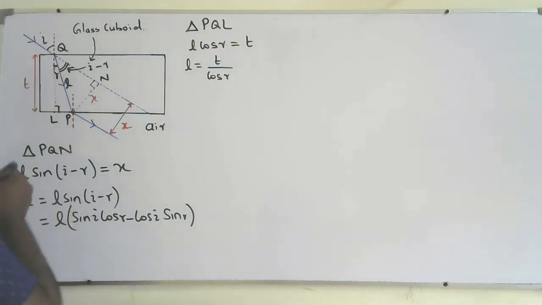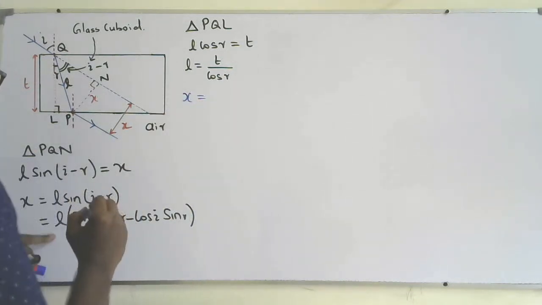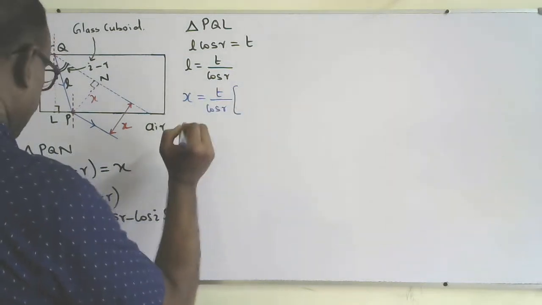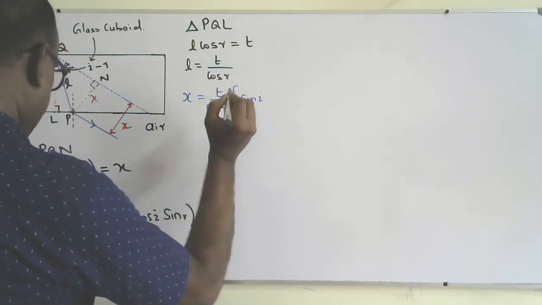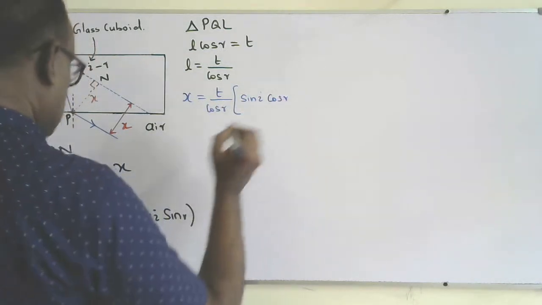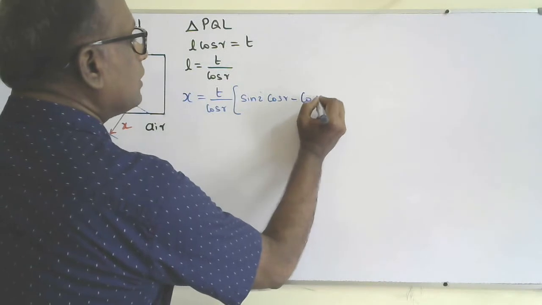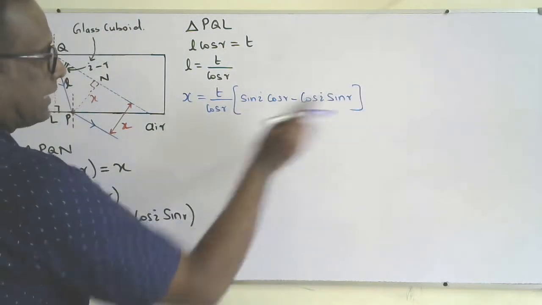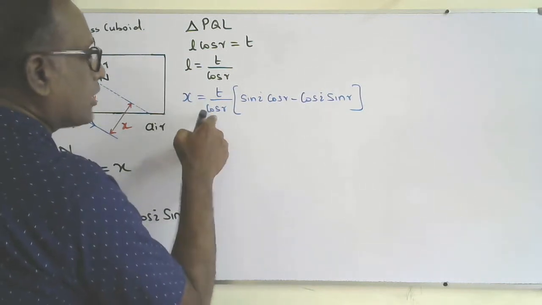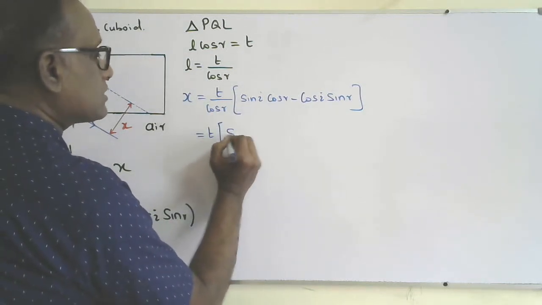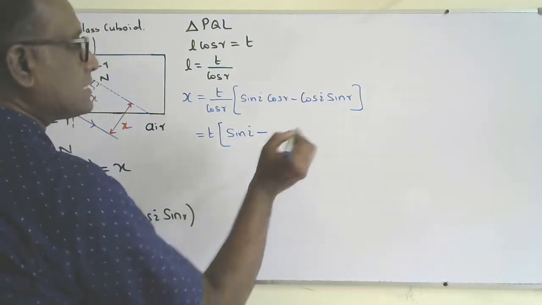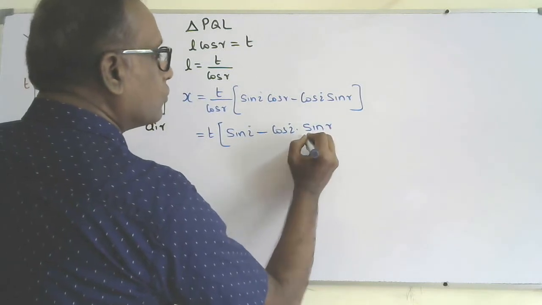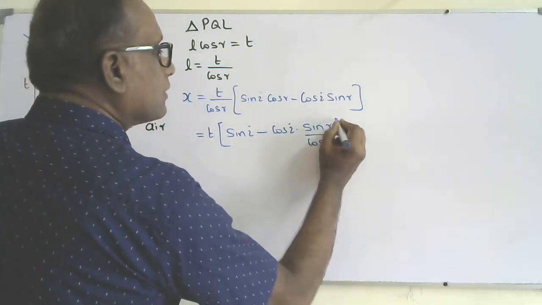So I'll write x equal, instead of L, t over cos r into sin i cos r minus cos i sin r. Okay, multiply cos r inside the bracket. cos r will get cancelled. So sin i minus cos i into sin r over cos r.